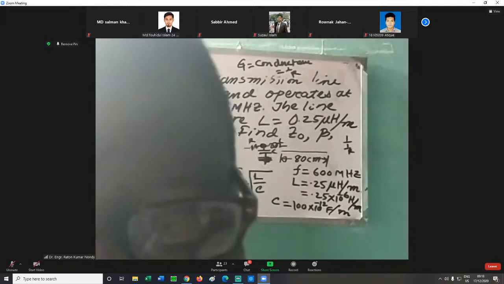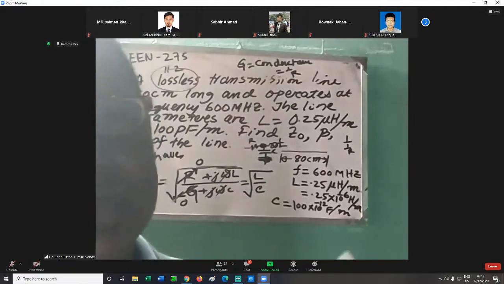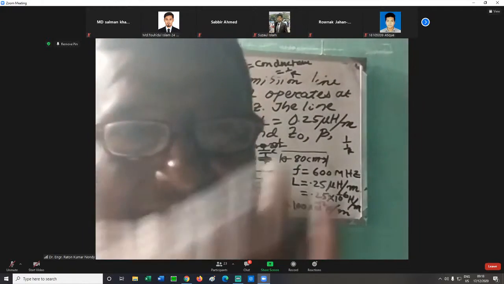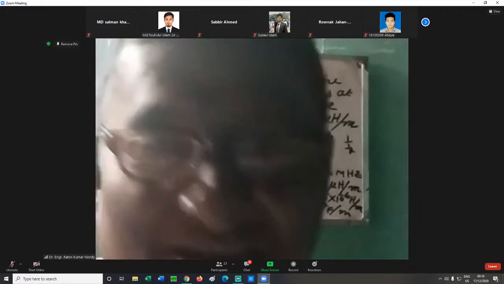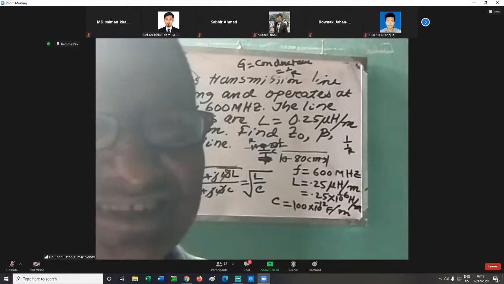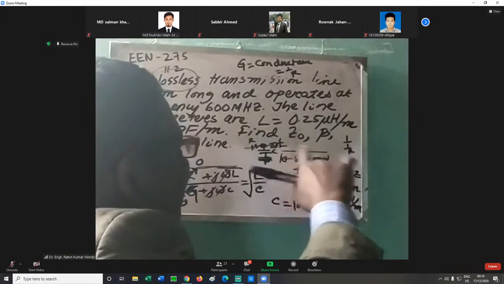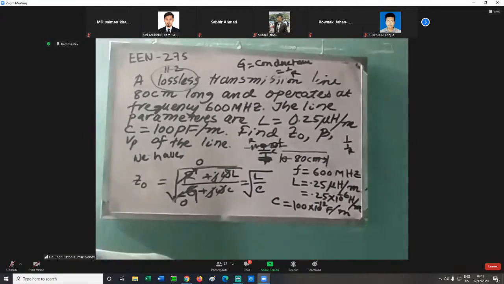Understand? Because we could not say Z equal to 0 for the series parameter. We are telling it the shunt parameter. Shunt means parallel line, it is there. That is around 1 by R. 1 by R means 1 by Z. Then G will ultimately be R. Yes, right.